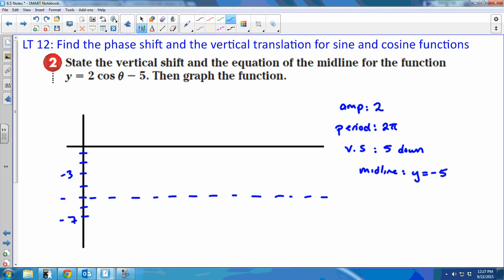The period is 2 pi. So what am I going to count by for the x-axis for the scale? How are we going to figure that out? Right, 1/2 pi. You're going to do 2 pi divided by 4, which is pi over 2. So pi over 2, 2 pi over 2, 3 pi over 2, 4 pi over 2.